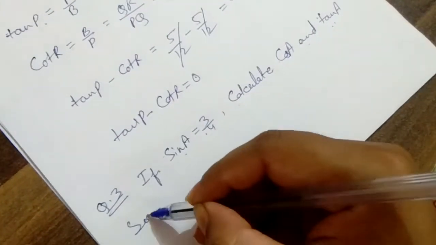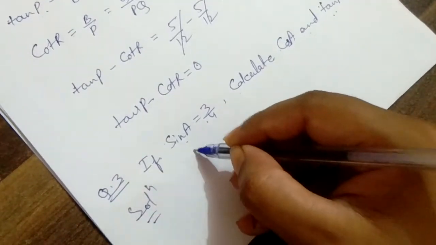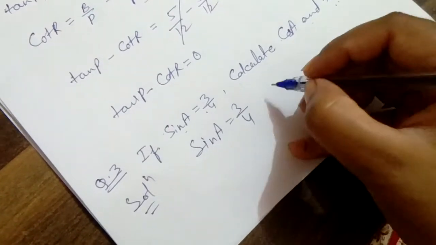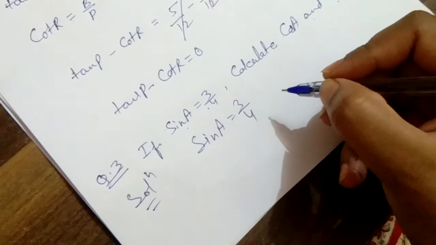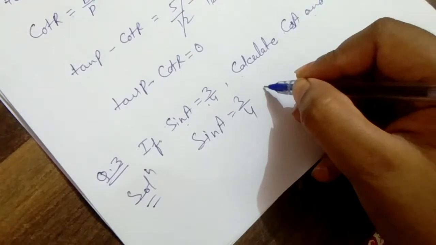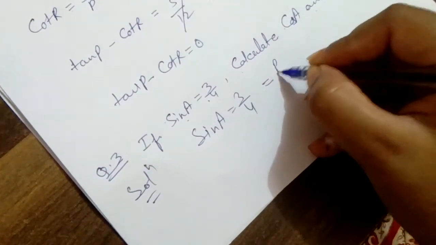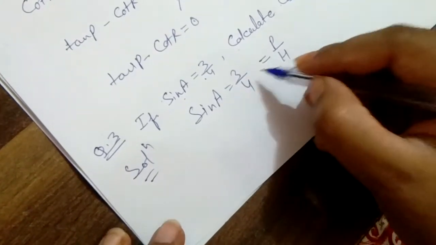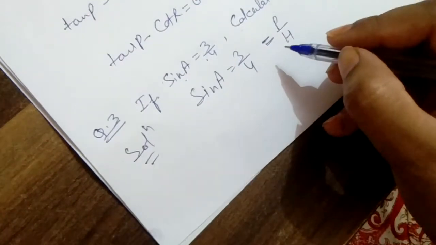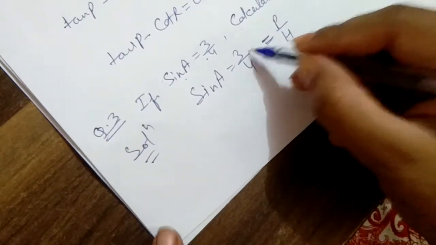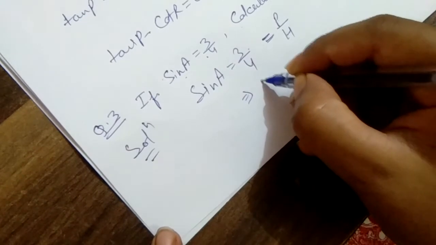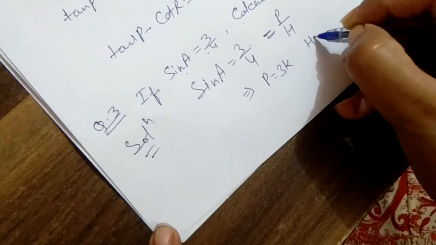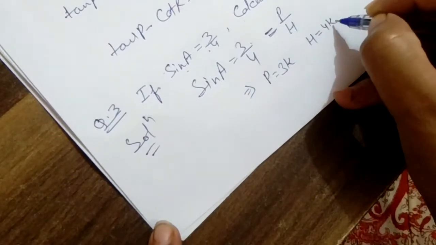So the solution of this question is, first we are given sine A equals 3 upon 4. So according to the PBP and upon HHB formula, sine theta is equal to perpendicular upon hypotenuse. If we equate this ratio with this, then we can say that perpendicular equals 3 times some constant, and hypotenuse is equal to 4 multiplied by some constant.